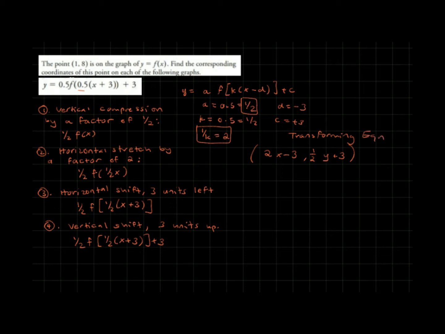Okay, so now what we need to do is plug the point 1 and 8 into the transforming equation. So for x, I'm going to plug in 1. For y, I'm going to plug in 8. Basically, you get 2 minus 3 and 4 plus 3, which is -1 and 7. So this is your final point on your transformed equation. You can do this very straightforwardly by creating the transforming equation and plugging in the original point.